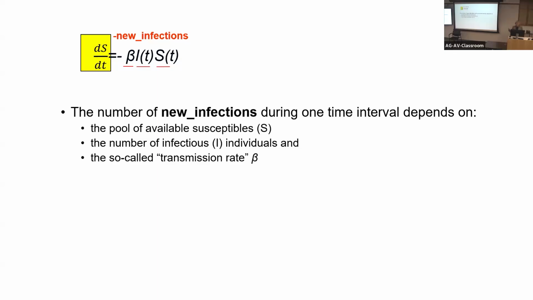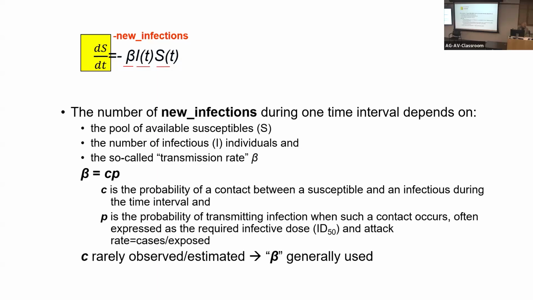If you have more infectious, it's like adding more oil to the fire. So we will have burning brighter. And then transmission rate is a coefficient that describes the strength of that relationship. And this transmission rate is really, really special to us.